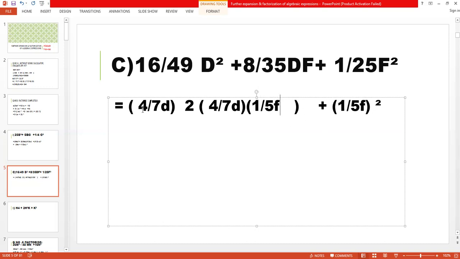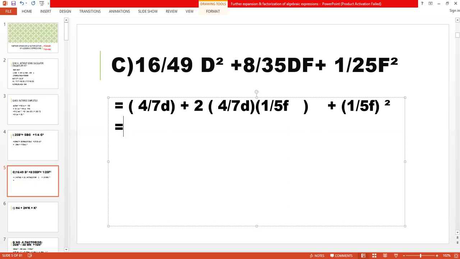ठीक है, अब इसको ओपन करें. 4 4s are 16, 7 7s are 49 d स्क्वायर. और ये फॉर्मूले का 2 है with plus sign. प्लस 2 फर्स्ट टर्म, सेकंड टर्म प्लस सेकंड टर्म स्क्वायर. अब आपने सिर्फ बताना है इसको हमने फैक्टराइज कैसे करना है. हमने इसको फैक्टराइज करना है by writing the first identity. फर्स्ट आइडेंटिटी क्या? फर्स्ट टर्म प्लस सेकंड टर्म and whole square. So first term है 4/7 d, and then in the center you have to put this, and then the second term, that is 1/5 f, and then whole square, and this is your factorization of this expansion. That is your last part.